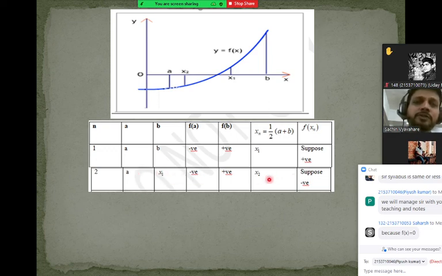Now what is f of x2? Positive or negative? Here is x2. Negative. Here it is written also. Suppose f of x2 is negative here. So f of x2 is negative.